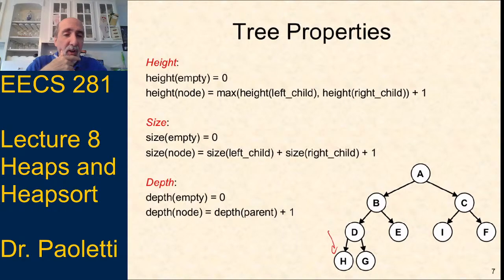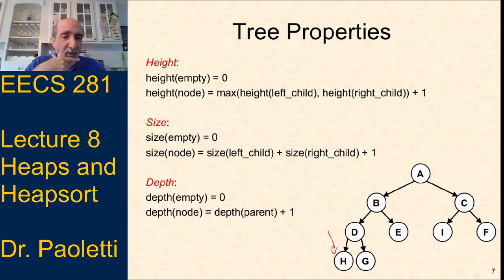And so the size is a simple one. Size of a tree: the size of a null pointer is 0. The size of any node is the size of the left child plus the size of the right child plus 1. So we don't need a max here. We just take the two and add them together to get the count of the number of nodes in this tree.